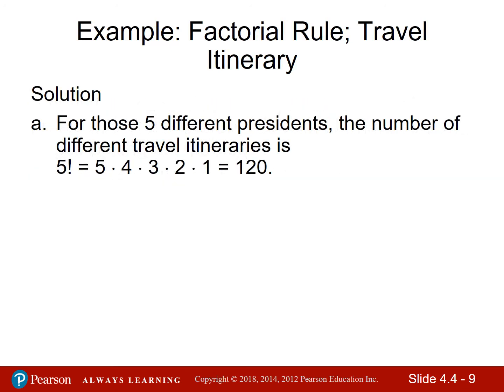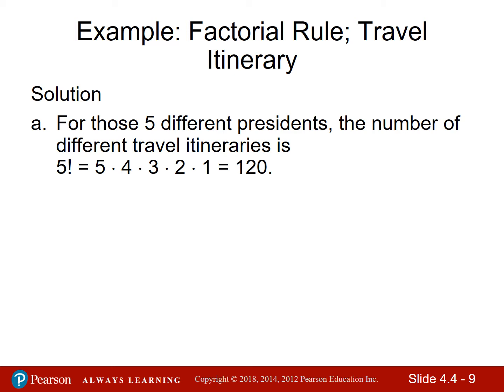So for those 5 different presidents, the number of different travel itineraries is 5 factorial. 5 times 4 times 3 times 2 times 1, which is 120, right? Because the order matters here. There's first, second, third, fourth, fifth, right? So you must choose a certain order, right? So that would be 120.